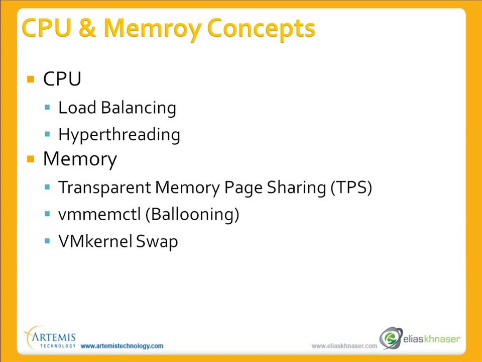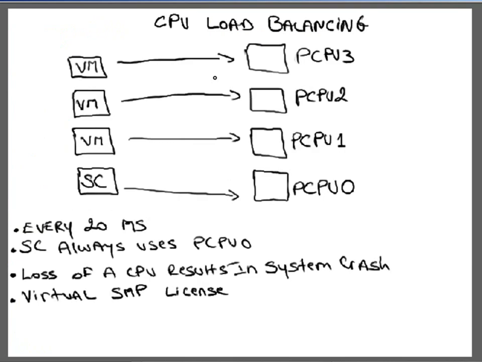So let's kick it off with the CPU load balancing. So you have a virtual machine that has one vCPU. That one vCPU is scheduled on one physical processor. If you have a virtual machine that has two vCPUs, then each one of those two vCPUs has to be scheduled on two physical CPUs. If you have a virtual machine with four, obviously those four vCPUs would have to be scheduled on four physical processors.